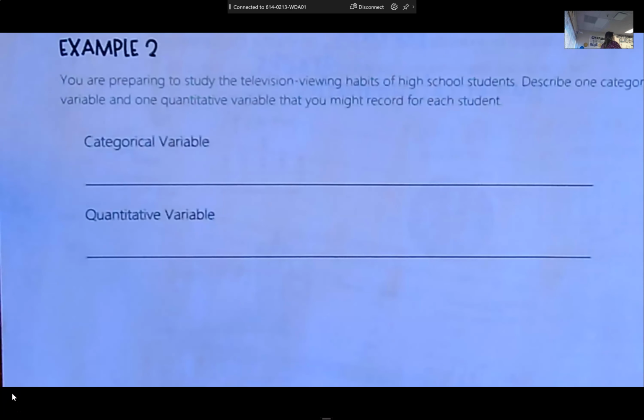So you are preparing to study the television viewing habits of high school students. Describe one categorical variable and one quantitative variable that you might record for each student. So in regard to television viewing, what might be one thing that you want to know in each type of variable, I should say. So think about it.